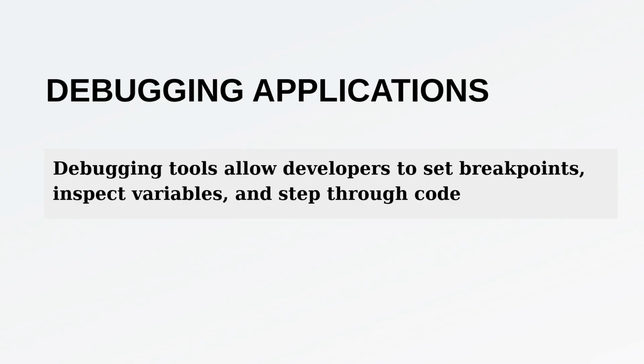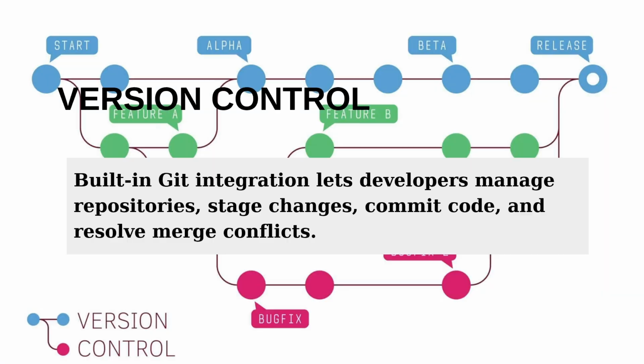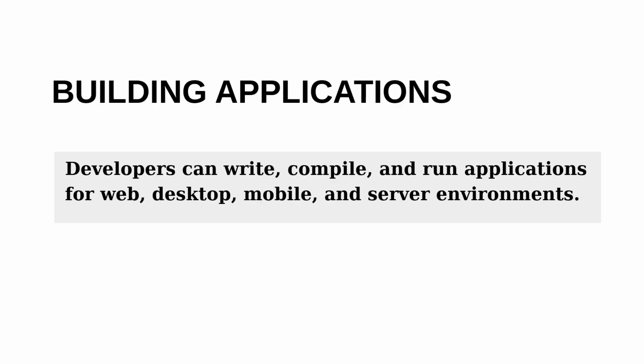Debugging applications. Debugging means fixing and repairing our code. Visual Studio Code supports many languages and frameworks, making bug identification and resolution more efficient. The other title is version control. It supports other version control systems via extensions. Build an application. Developers can write, compile and run applications for web, desktop, mobile and server environments.